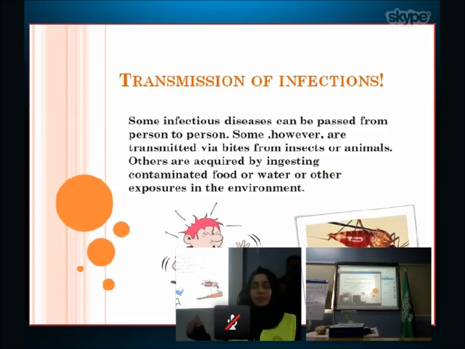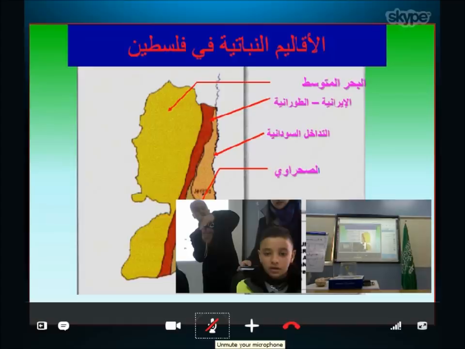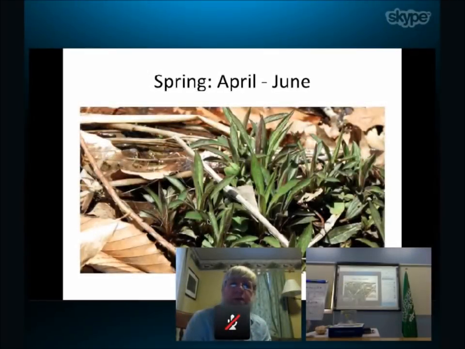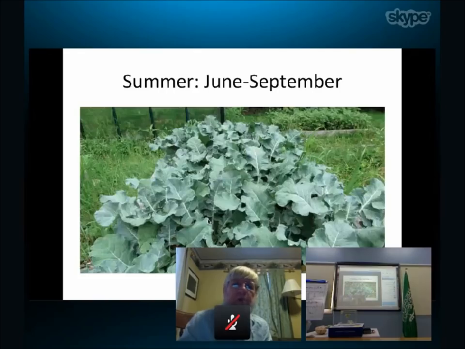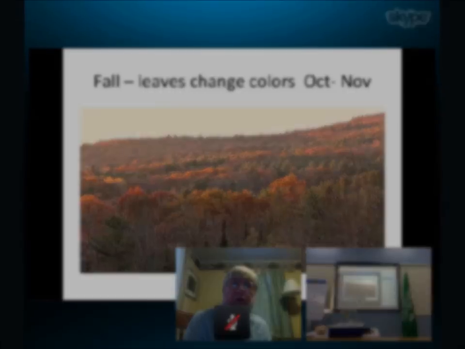First of all, they can be either passed on from Mediterranean regions. Our summer is from June to September. And again, fairly moderate temperatures because we're near the ocean and in the mountains. In the fall, leaves change color from October to November.